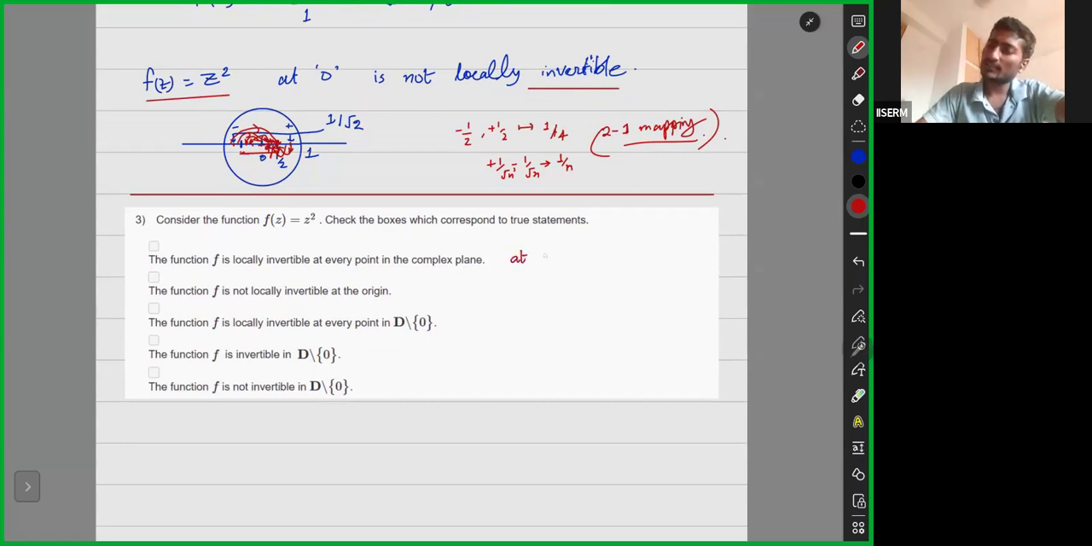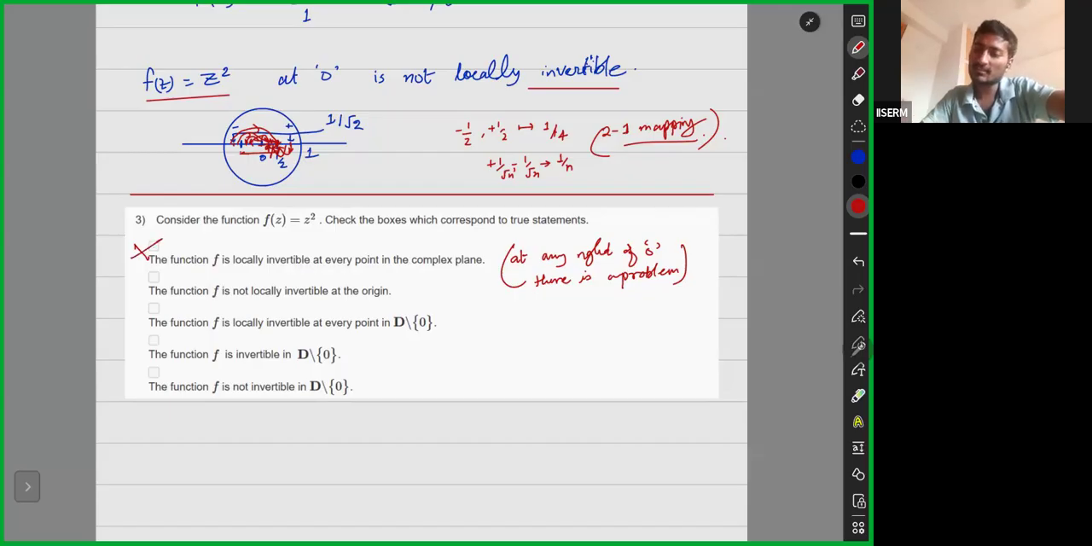In any neighborhood of 0, there is a problem. We discussed above. So this is correct, so that option is incorrect. So what is the problem? This is the problem. The second option is correct. F is not locally invertible at the origin.